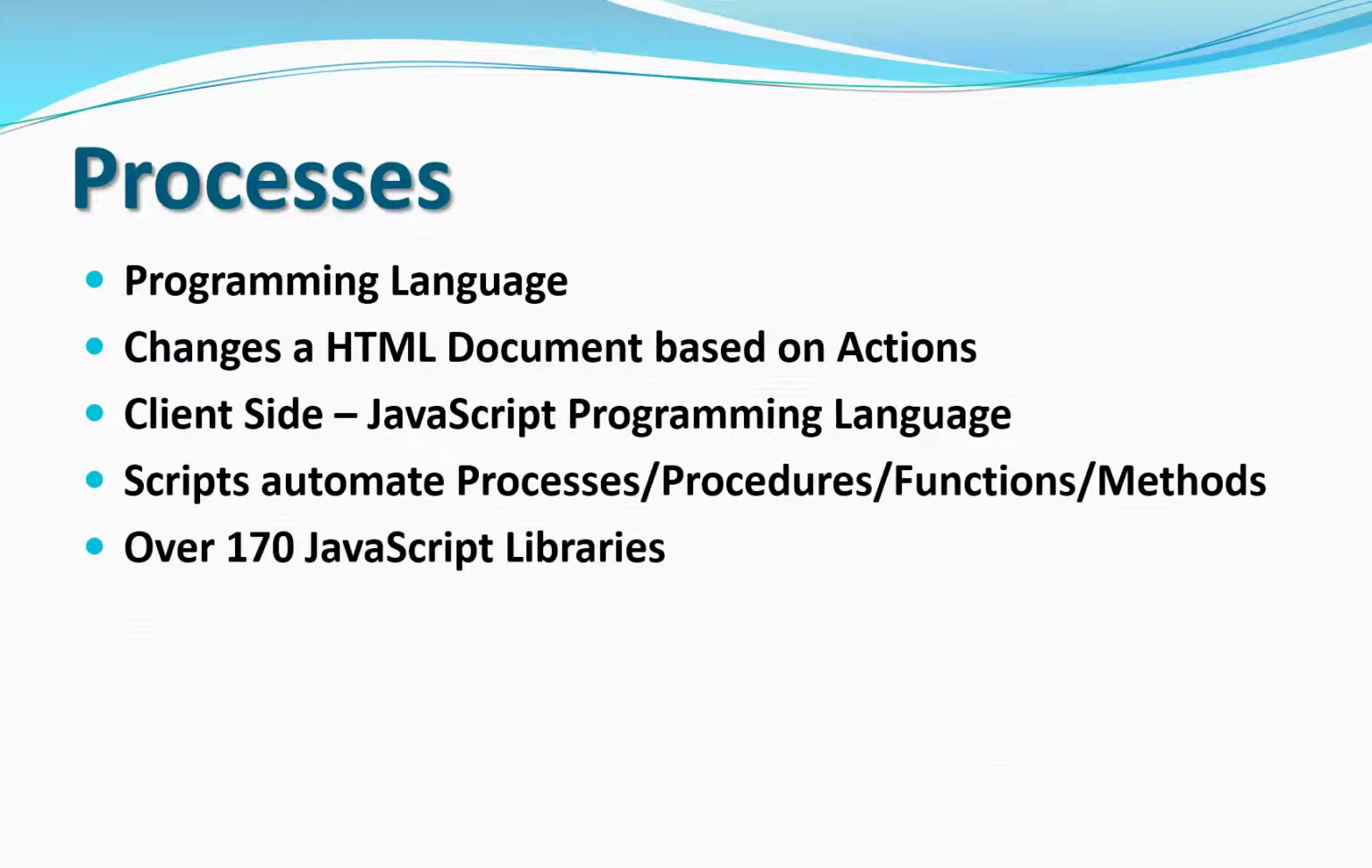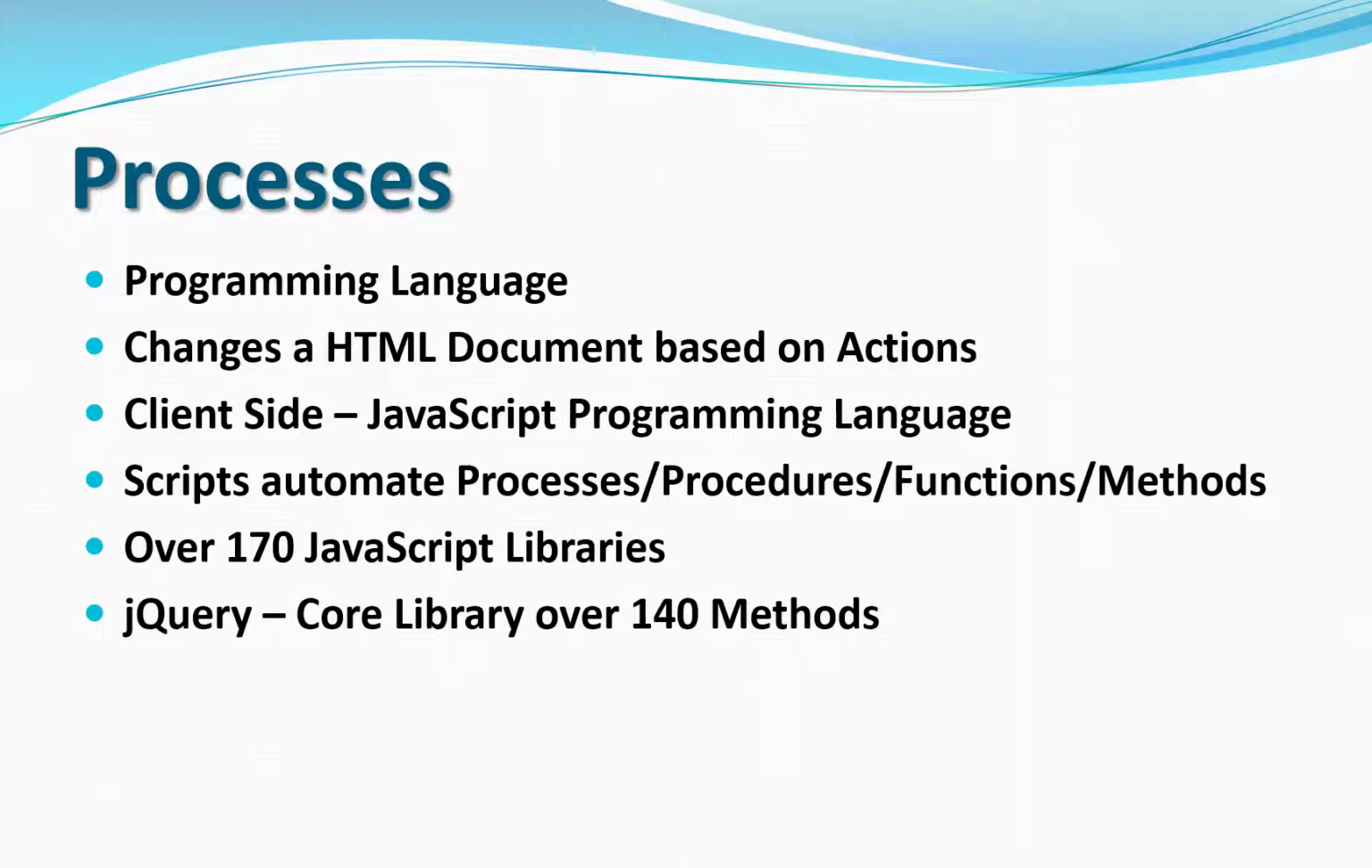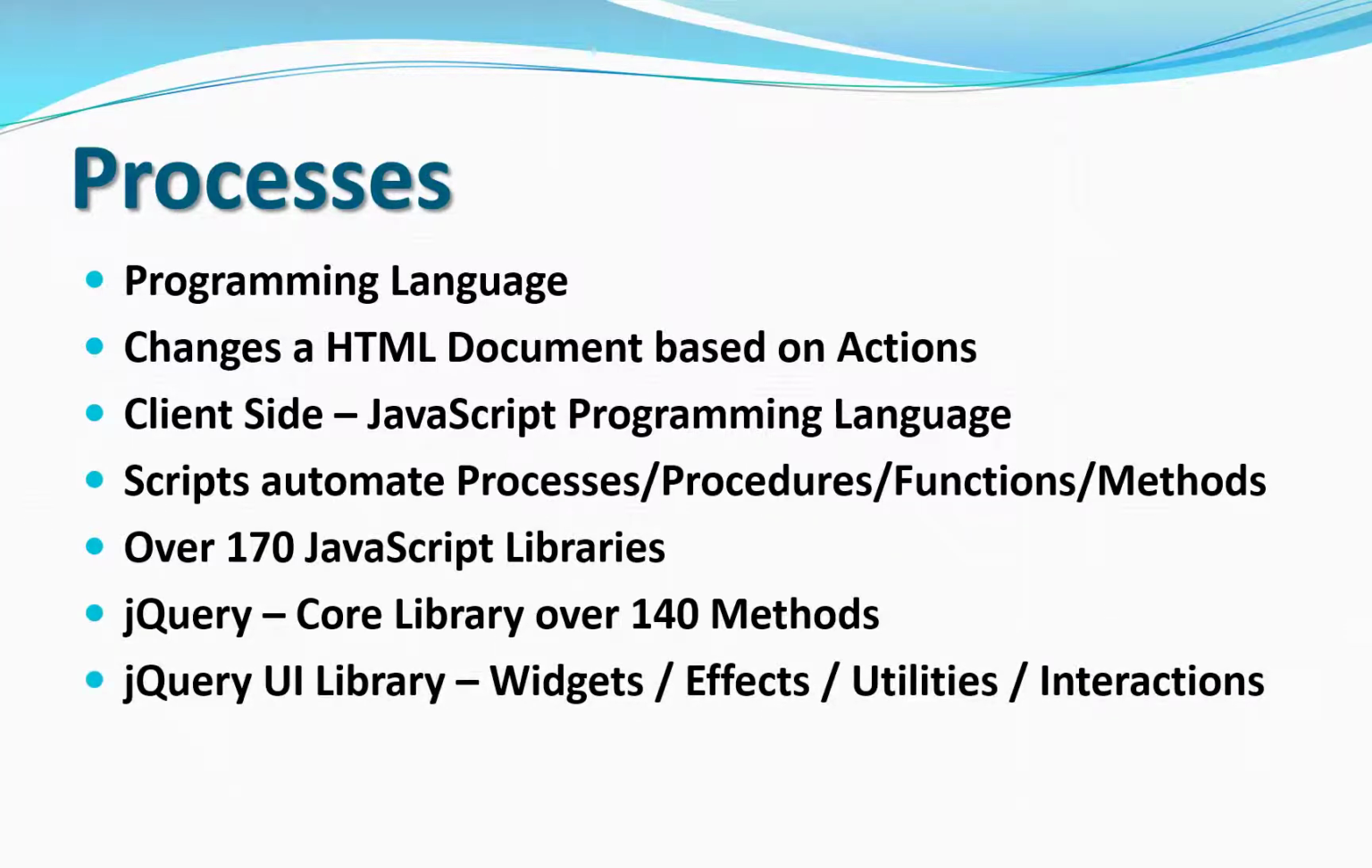These JavaScript scripting methods over the past few years have been consolidated into libraries so programmers can use the same JavaScript programs. This saves time and standardizes the methods implemented on client devices. Today, there are over 170 JavaScript libraries in existence. jQuery is the industry's most recognized, supported, and curated JavaScript library. The jQuery core library has over 140 methods. The jQuery UI library is another curated library of widgets, effects, utilities, and interactions that provide for greater capabilities than the jQuery core library.